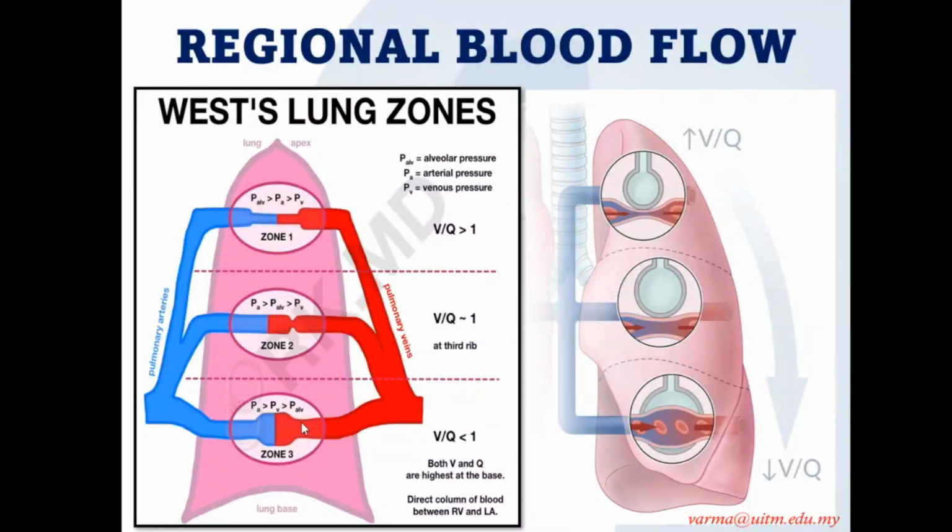But at the base, the alveoli are collapsed because of the weight of the lungs. Your alveoli are collapsed because of gravitation. Thus, your alveolar pressure is much lower compared to your pulmonary artery. The pulmonary artery is bringing the blood from the right side of the heart. So when the alveolar pressure is lower, the blood can easily flow into the base compared to the apex. That's what causes the differences in blood flow in the lungs according to the West lung zones.